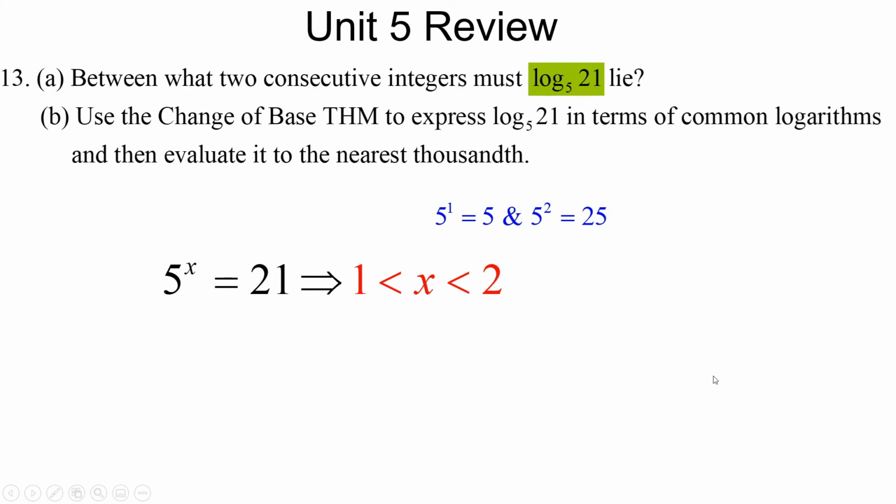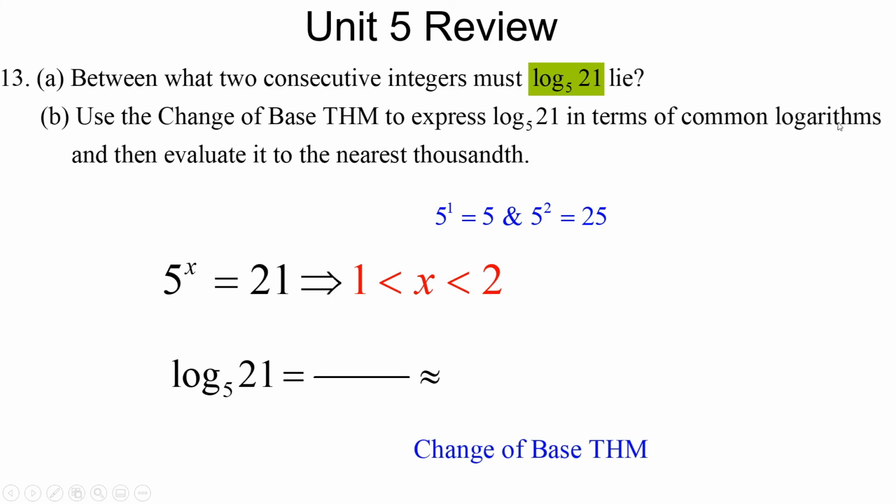And now they're asking us to find that to much more accuracy using the change of base. Use the change of base theorem to express the log base 5 of 21 in terms of common logarithms, and then evaluate to the nearest thousandth. So they're asking a little more there. When I do change of base, I usually use natural logs, and I would typically go natural log of 21 over natural log of 5. But they want common logs, so how about the common log of 21 over the common log of 5?